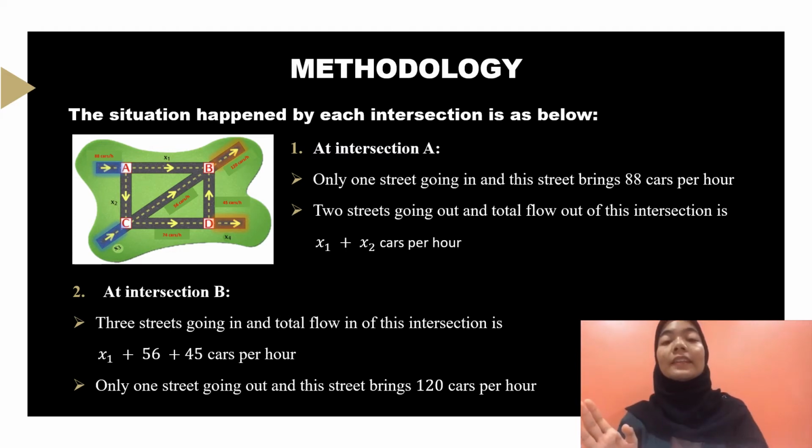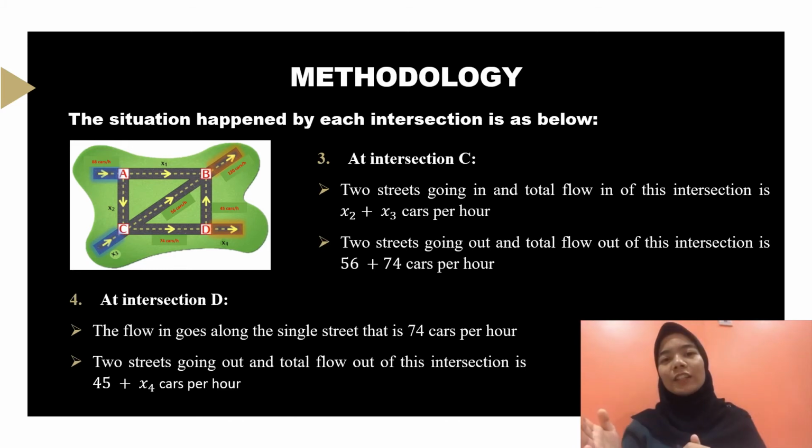Besides, at intersection B, there are three streets going in, and the total flow in of this intersection is X1 plus 56 plus 45 cars per hour. There is only one street going out, and this street brings 120 cars per hour. We continue to the next, where at intersection C, two streets are going in and the total flow in is X2 plus X3 cars per hour.